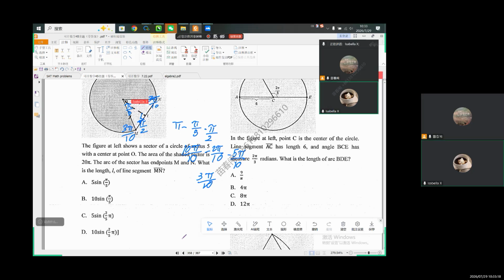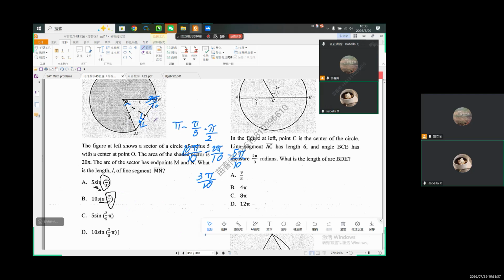Oh wait, this does not help. I don't think this helped me find it. Yeah, you can just use pi over 5. See, they have a lot of pi over 5 happening in here. Can you find sine pi over 5? Sine pi over 5. Okay.